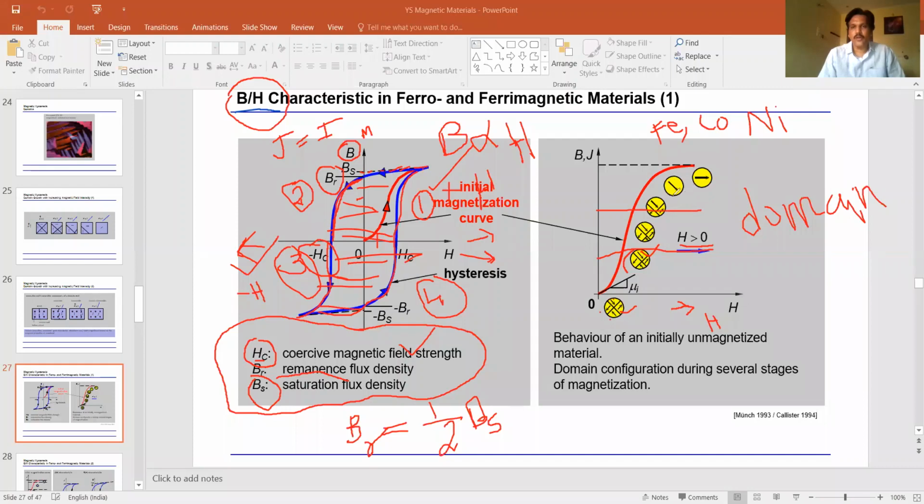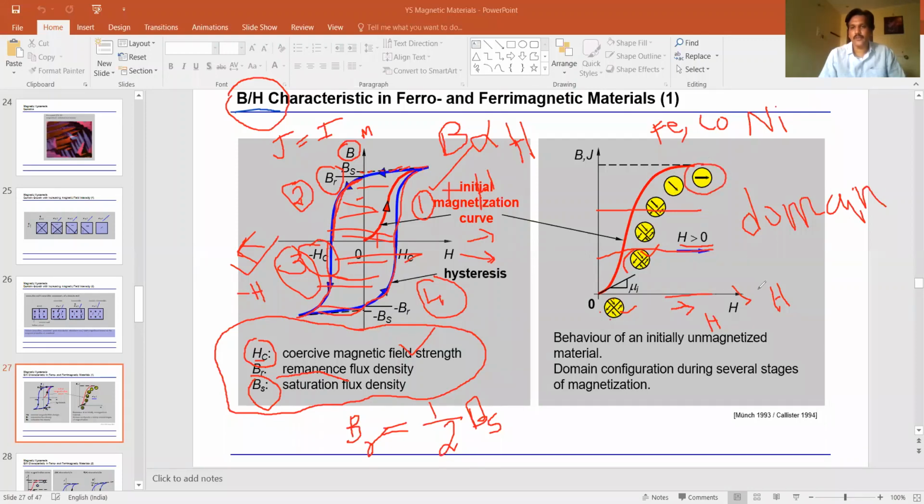And all the domains are aligned parallel to the field direction. See here, somewhat arranging in this direction. The field is in this direction. So what happens? The dipoles try to orient. See the orientation of the dipoles. The rotation of the domains and the orientation of the domains, and finally, see here, all the domains are aligned parallel to the field.